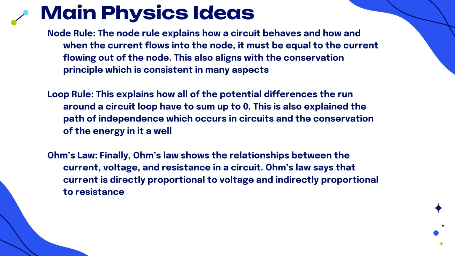Second is the loop rule, which explains how all the potential differences that run through and around a circuit loop have to sum up to zero. This is also explained with the path independence, which occurs in circuits, and the conservation of energy as well. Finally, we have Ohm's law, which shows the relationships between the current, voltage, and resistance in a circuit. Ohm's law says that current is directly proportional to voltage and inversely proportional to resistance.